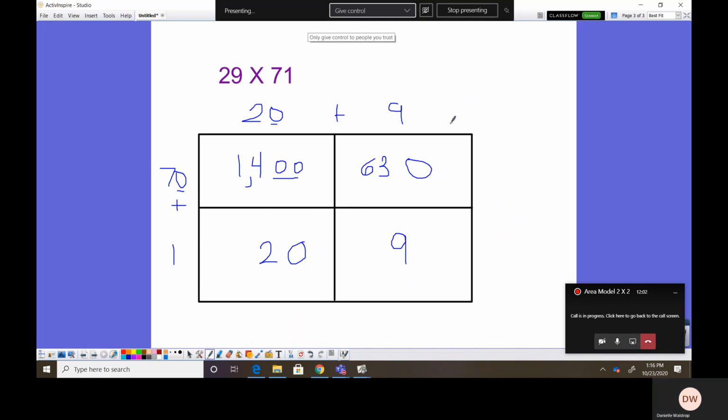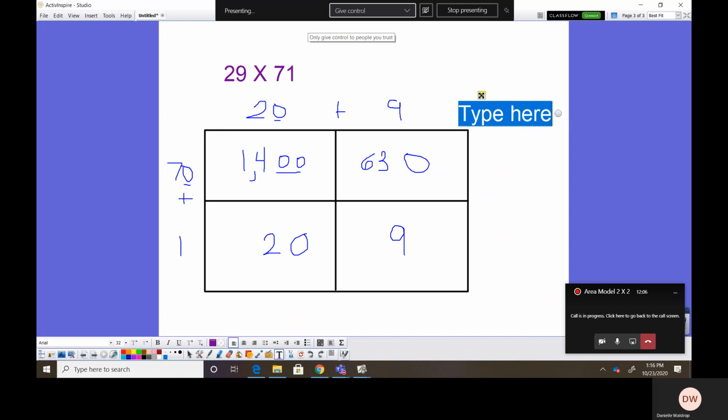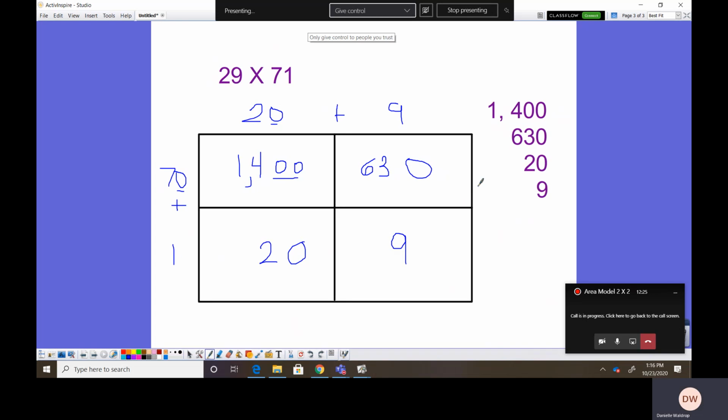Okay? All right. When we add these up, we should have 1,400. Scoot this over a bit. And I'm going to add to it 630. And I'm going to add to it 20. And I'm going to add to it 9. And then I'm going to make sure I put my plus sign, and I'm going to add these up.